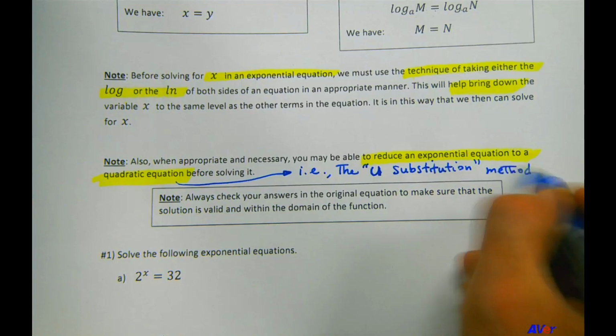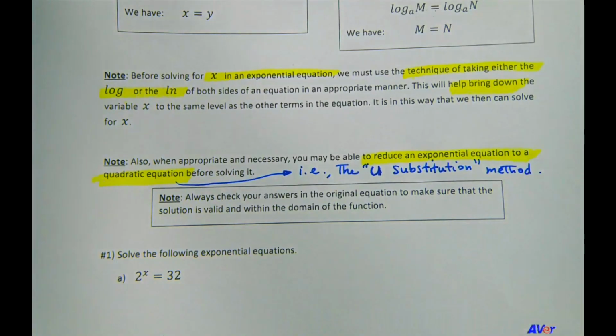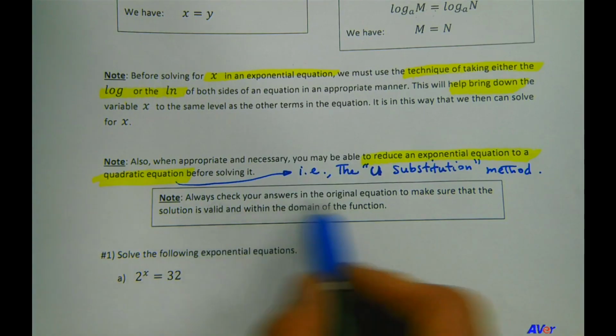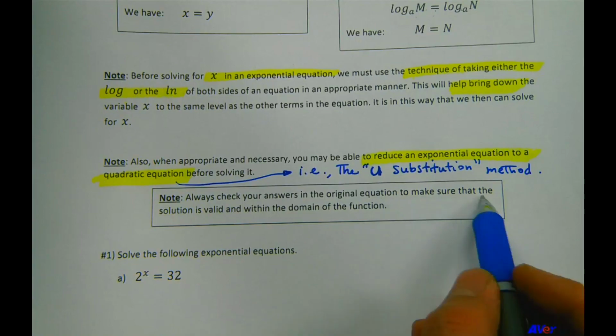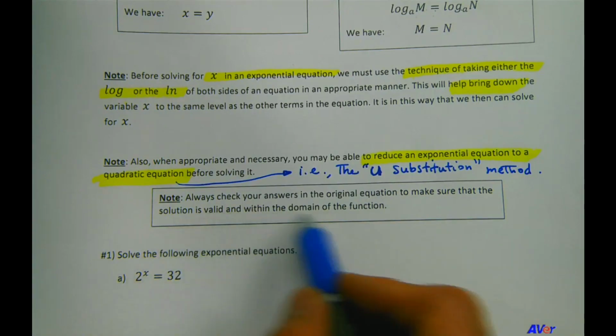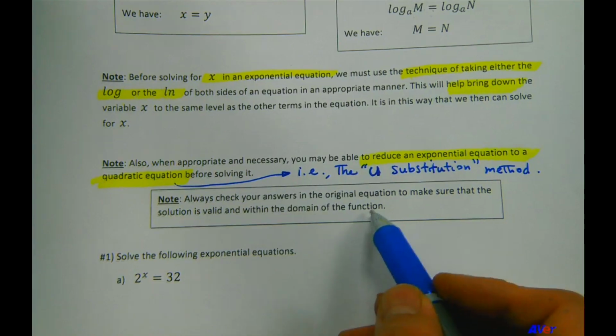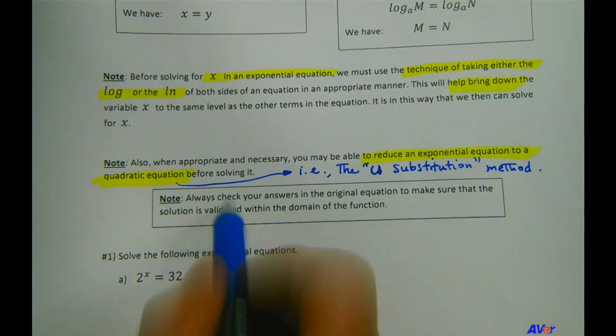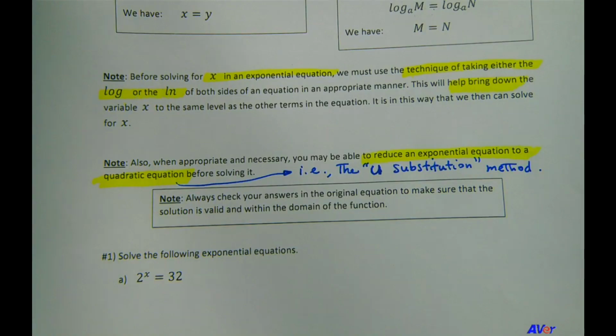Sometimes we may be able to use this method in the context of solving exponential functions to solve for the variable. Okay? This one says, always check your answers in the original equation to make sure that the solution is valid and within the domain of the function. Remember when we did that? Do you remember when we got the answers, we had to check back? We did this with other types of functions. Do you remember what types of functions they were? This is why I keep asking you to review the previous material.